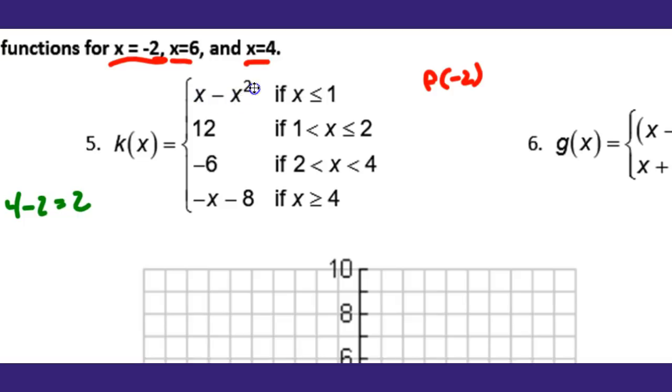So that's x, and that's x squared. So we're going to go -2 minus -2 squared, because that says x squared. Anyway, -2 squared is 4. So I get -2 minus 4, because of that minus right there. And -2 minus 4 is going to be -6. So k in this case is k, so k of -2 equals -6.